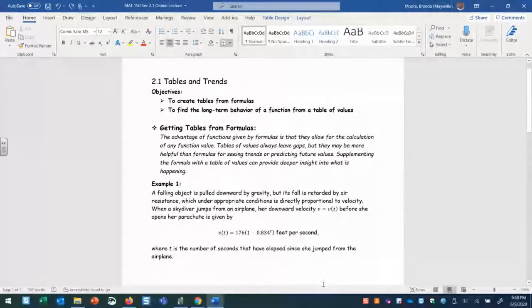Hi class, we're going to look at section 2.1, tables and trends. Our goal today is to create tables from formulas and to find the long-term behavior of a function from a table of values. So we're going to combine both tables and functions together to get a better picture of our function.